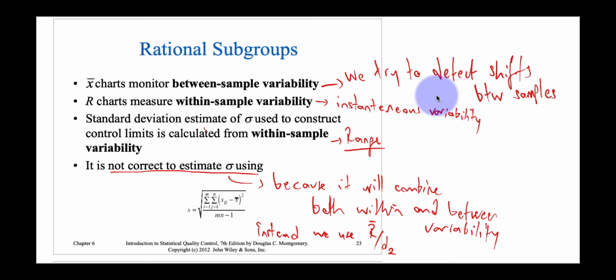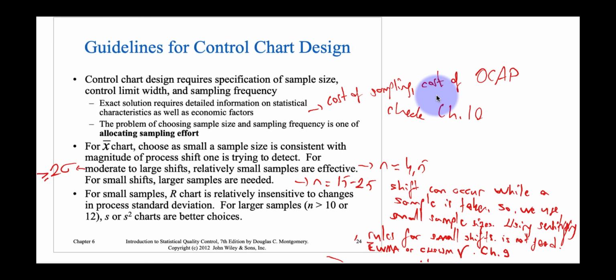Okay, that's why we are using range values, because they are more identical to each other, and their variability will tell us so much more than the sample standard deviation formulation values. Okay. About the control chart design, we have some things to say. Let's talk about them.